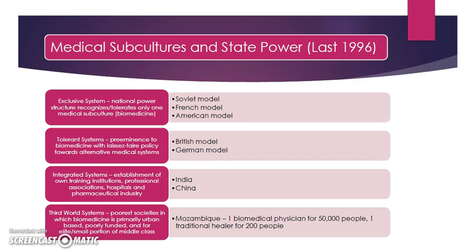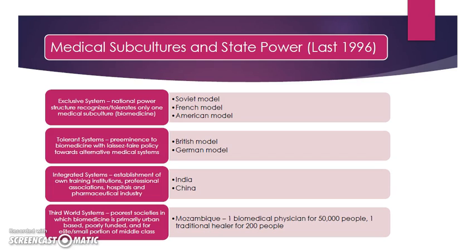Integrated systems, on the other hand, involve the establishment of training institutions for other approaches to medical systems, including professional associations, hospitals, as well as the pharmaceutical industry. That is, it's not only biomedicine that has that approach, but there is a complete professionalization of other approaches to healing outside of biomedicine. And this occurs in India with Ayurveda and China with traditional Chinese medicine.